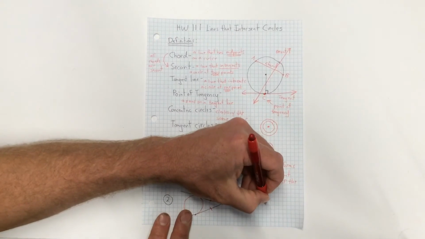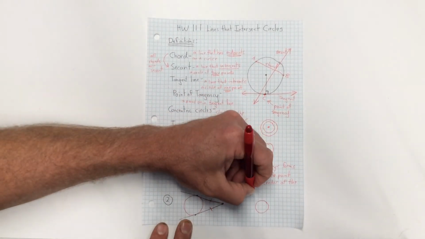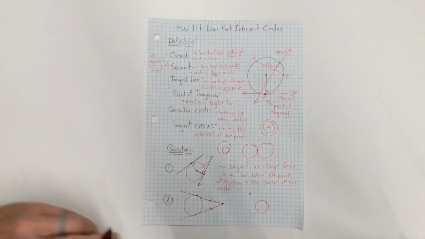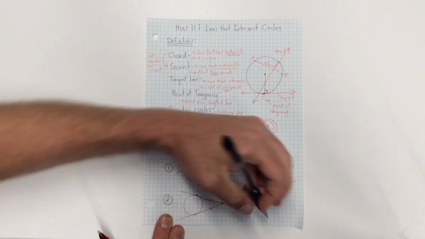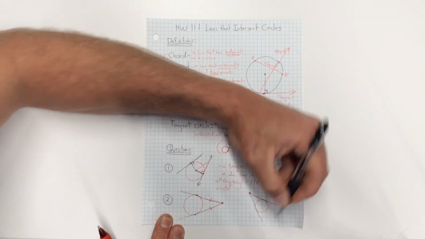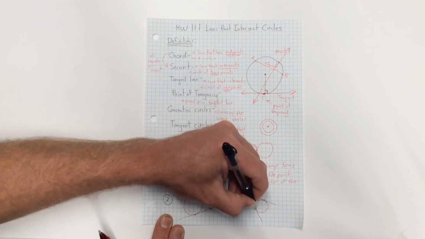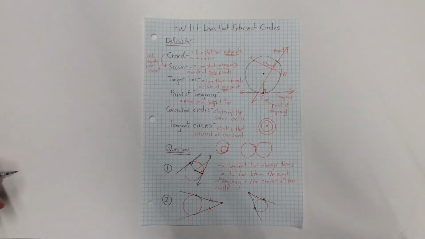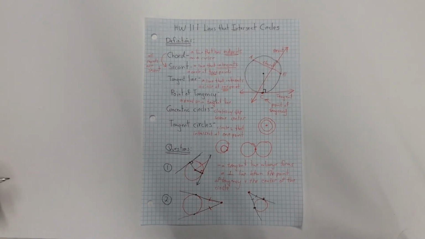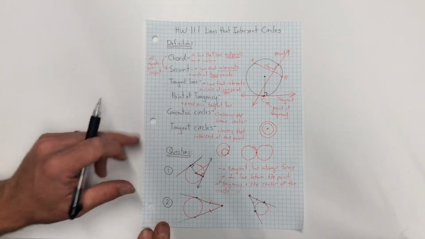Again, I could draw any other scenario, pick some arbitrary outside point, and connect that point to the circle. The distance here and here will always be congruent. So you're going to see that come into play as you solve different types of equations and answer certain questions in this chapter or lesson and future lessons.